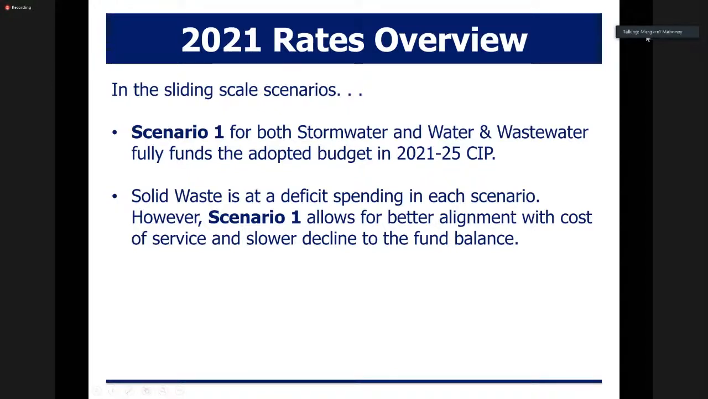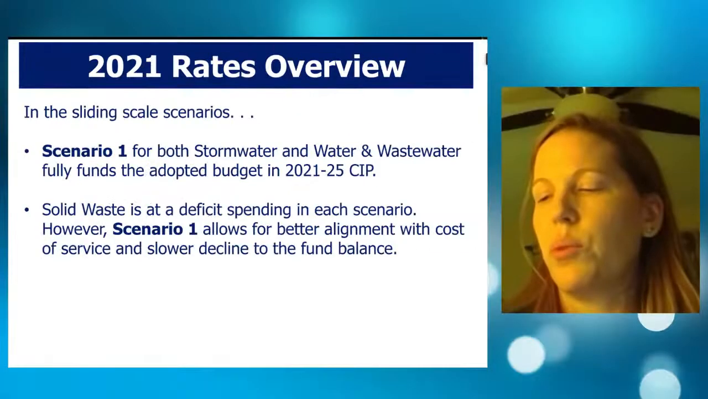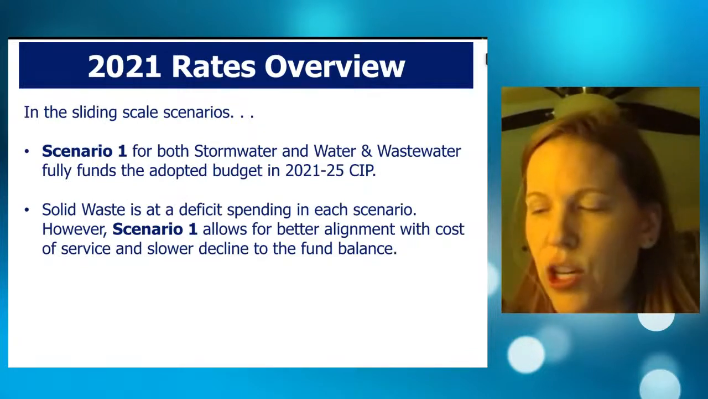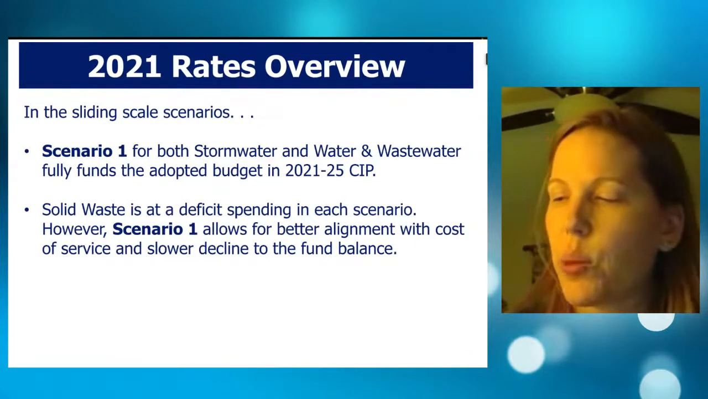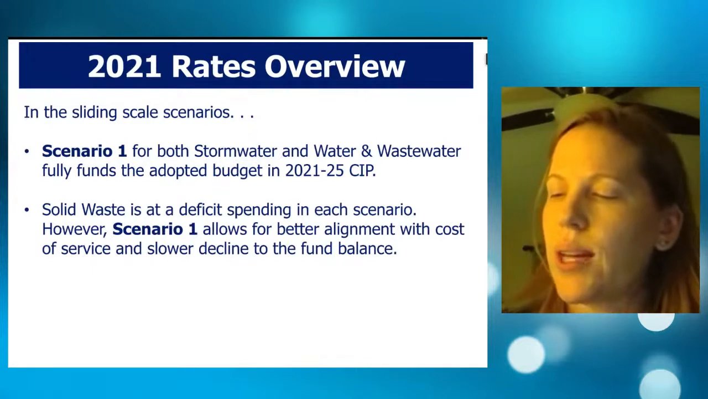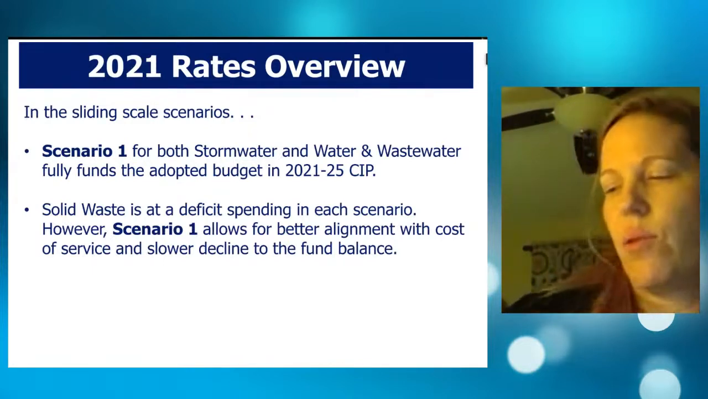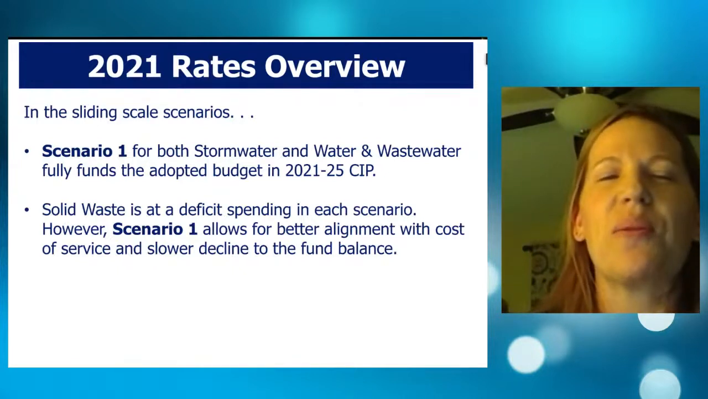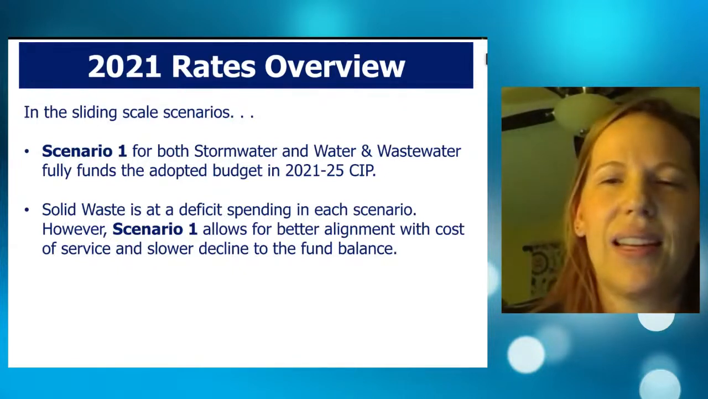So the proposed ordinances are all for scenario one. And so those ones will conform to the adopted budget. So what we're going to do is go through the entire presentation and review all of those scenarios, and we'll take action at the end of the presentation on all three of the ordinances that are presented. And at that time, we'll discuss options and modifications for the Commission to consider. And again, just a reminder, we're only doing the 2021 budget rates in these ordinances.